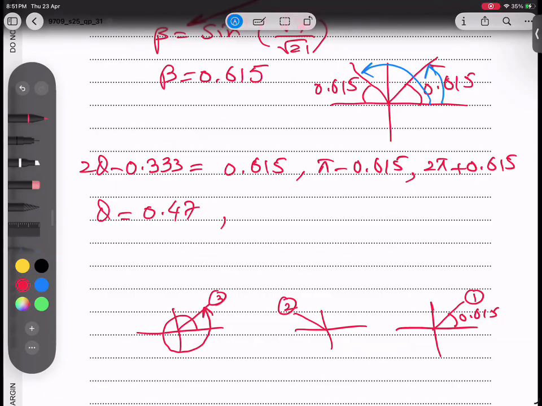Second one, students, I'm getting what? If you check it, pi minus 0.615 and plus 0.333 and divided by 2. I'm getting the second answer 1.43, which is also clear. That's the third point. Third point is 2 pi plus 0.615 and plus 0.333 and divided by 2. My answer comes 3.62. And we have to look at pi only, and the pi value is 3.14. So this is crossing the boundary. So out of range.